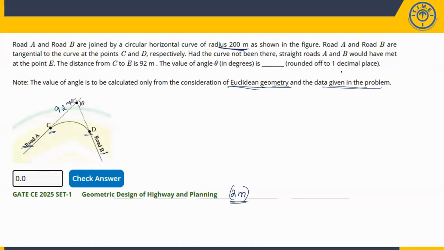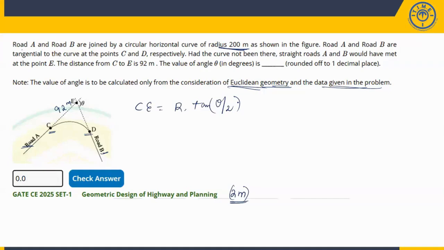This distance CE is given by radius into tan delta. Delta is theta by 2. From the geometry, I can directly write this formula, my dear students. CE equal to, if it is ED, that is R tan theta by 2. From that, calculate theta and tell me the answer.